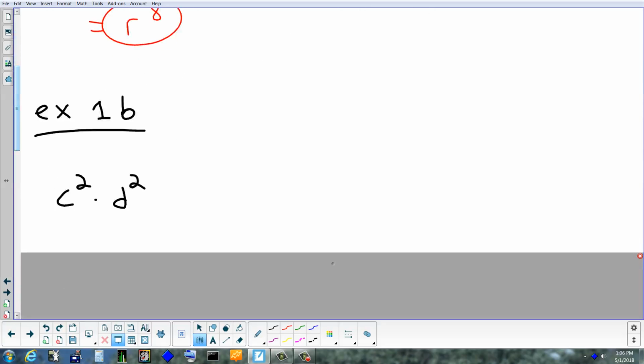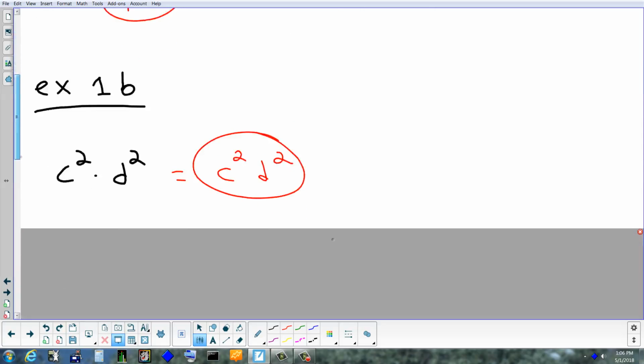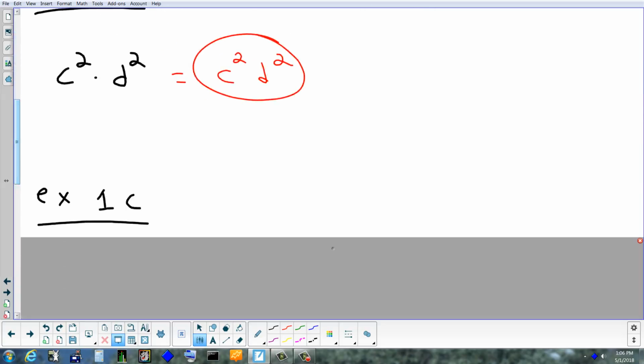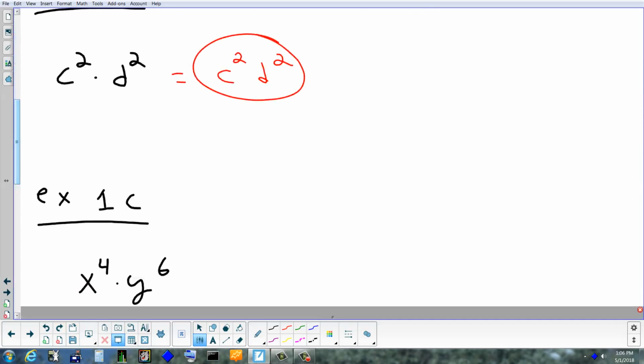C squared times D squared. You can't do it. So you just say, well, what does it simplify to? I thought it was just times D cubed. You can't do anything with it. How come? Because they don't have the same base. The bases are different. Two different letters.